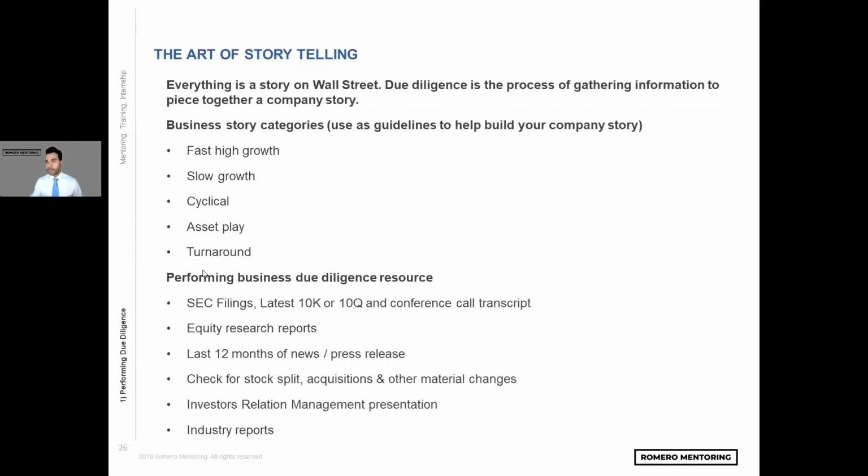So let's continue here. Performing due diligence. The art of storytelling. So what does this mean? Well, everything has a story. You as an individual have a story. I myself have a story, and every company has a story. So with that being said, I'll continue reading from the slide here. Everything is a story on Wall Street. Due diligence is the process of gathering information to piece together a company story.